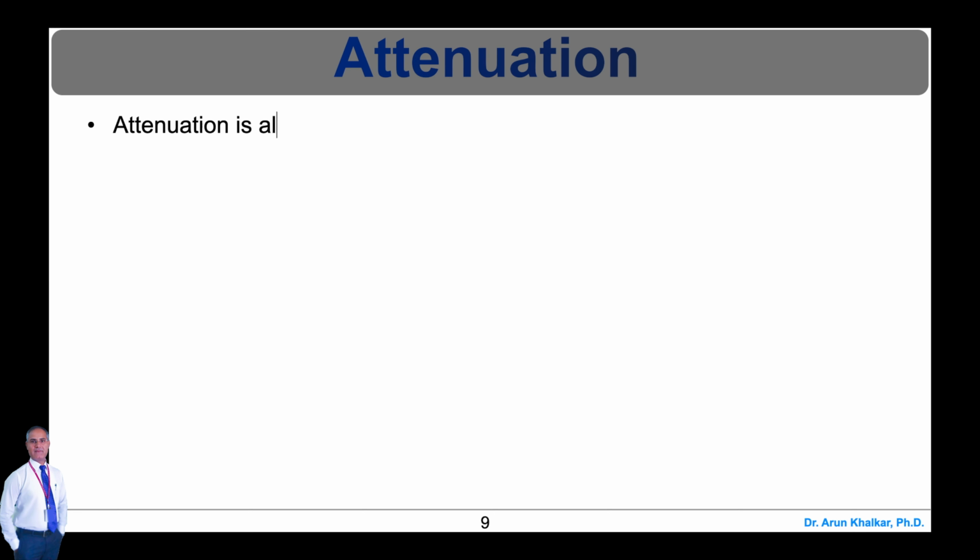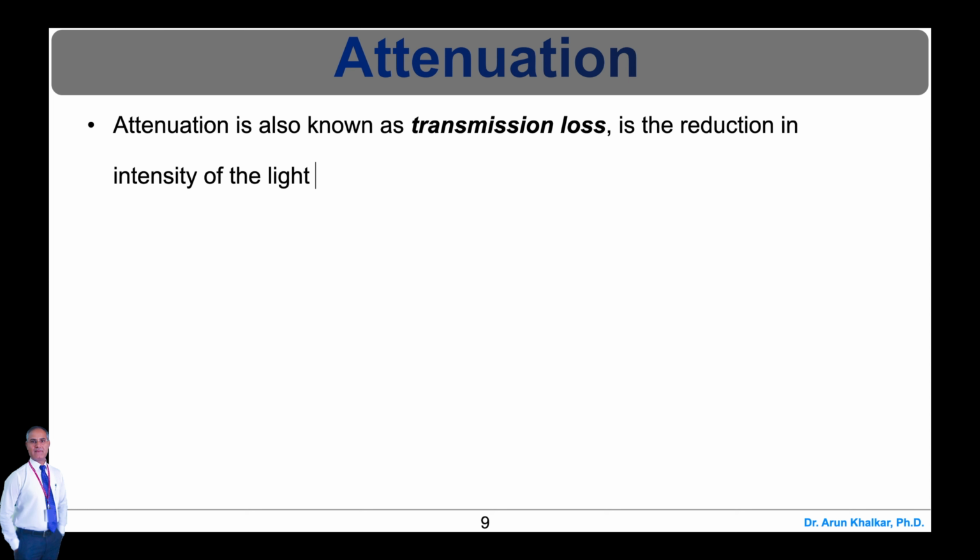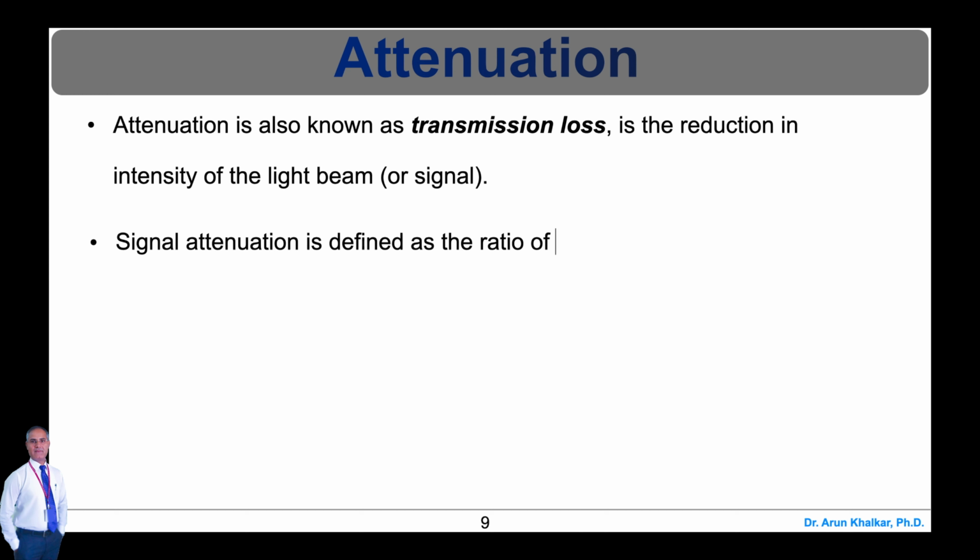Attenuation in fiber optics, also known as transmission loss, is the reduction in intensity of the light beam or the signal with respect to distance traveled through a transmission medium. Attenuation is the loss of optical power as light travels along the fiber, caused by several mechanisms including absorption, scattering, geometric effects, and bending losses, etc.